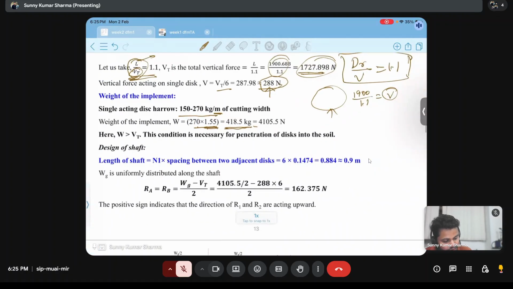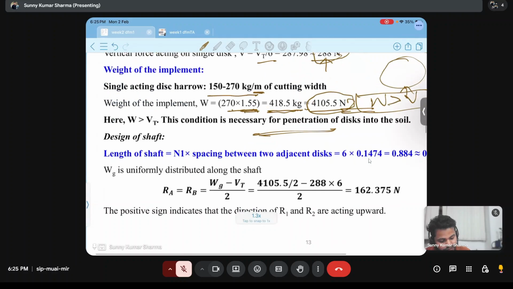Now what is the vertical force? Vertical force is 1727 Newton. And what is the weight of implement? 4105 Newton. From here you can see that the weight of implement is very large, larger than the vertical force. So this condition is necessary for better penetration of the disc into the soil. This condition is fulfilling, means our design is safe.